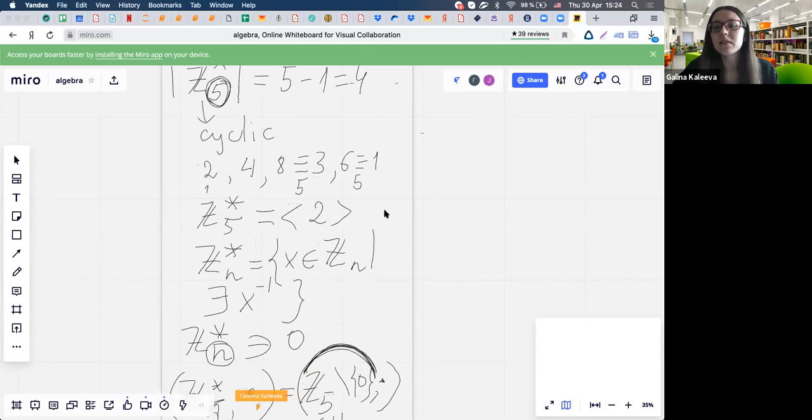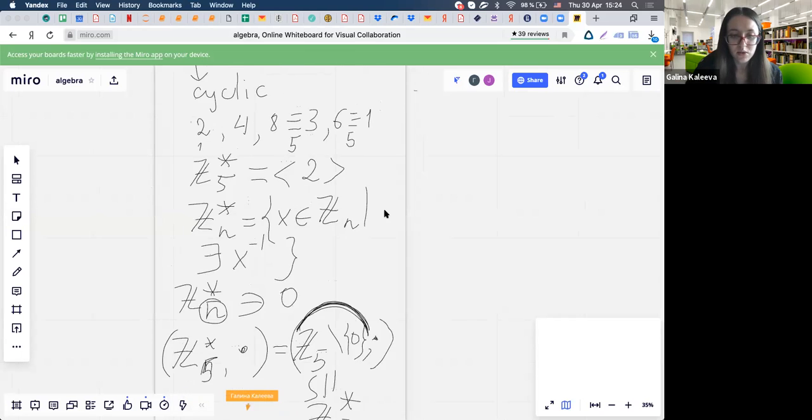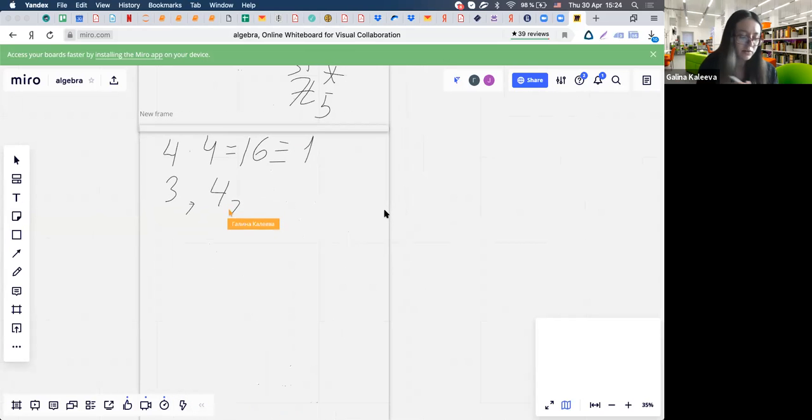In our case, we can check directly. We can take 2, and we can take 4 and 3. 4 times 4 equals 16, which is 1. So the order equals 2. It's not a generator. And here we can take 3, and 3 to the second power is 9, which is 4. And 4 times 3 is 12, which is 2 modulo 5, and 2 times 3 is 6, and this is 1 modulo 5. So 3 is a generator of our group.